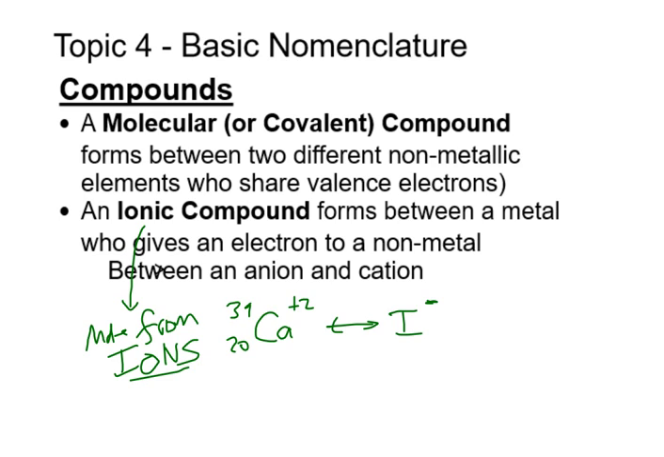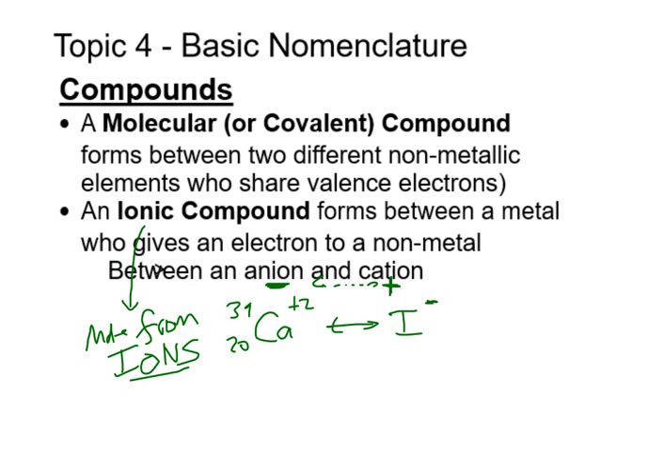You guys know that positives and negatives attract each other, right? So that's the idea: ionic compounds are made from positives and negatives, between anions, which are negative, and cations, which are positive. And they are literally attracted to each other. They stick together. That's ionic compounds.